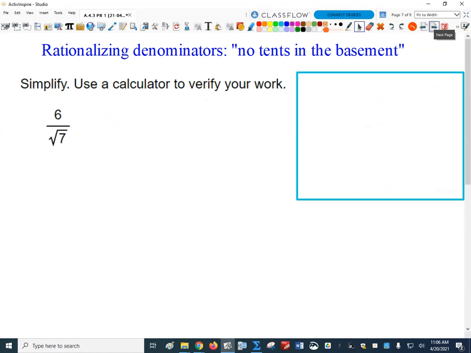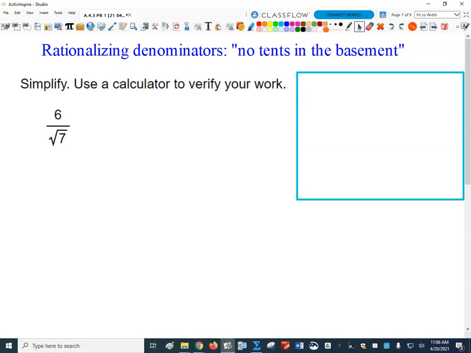Here's a different example. Now this one, it doesn't seem like there's anything we can do, right? 6 over the square root of 7. I can't take anything out of the radical, so it looks done, but it's not. Mathematicians are really particular about this. We can't have irrational numbers in the denominator. We want the denominators to be whole numbers, okay? So we've got to rationalize this denominator.